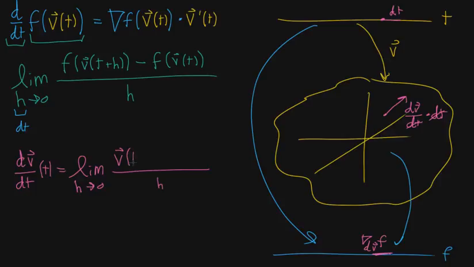And the difference, even though we're writing this the same way and it looks almost identical notationally, is that what's on the numerator here, this v of t plus h and this v of t, these are vectors. So this is a vector minus a vector. So when you take the limit, you're getting a limiting vector, something in your high dimensional space. It's not just a number.